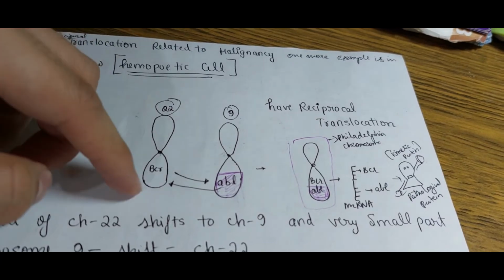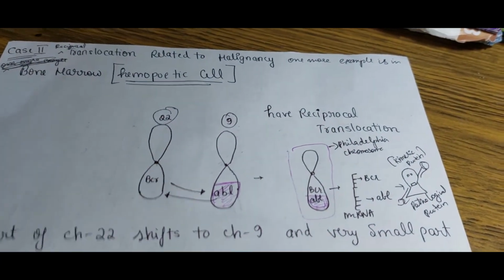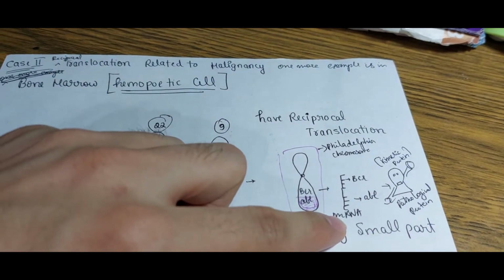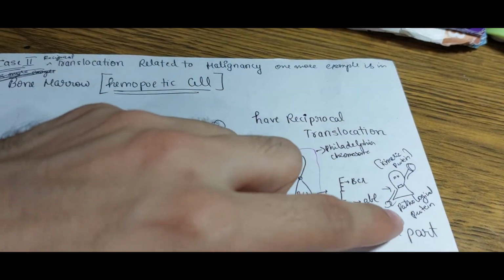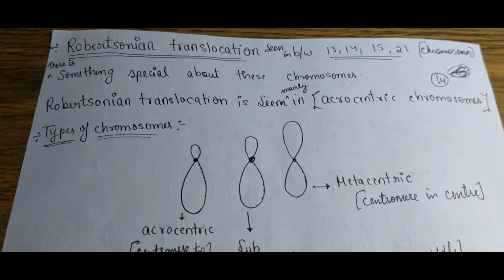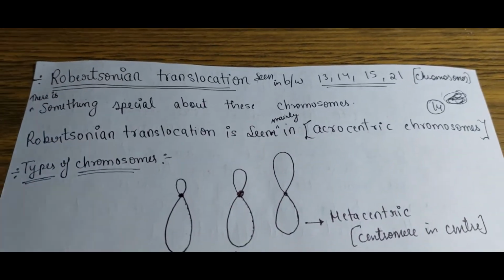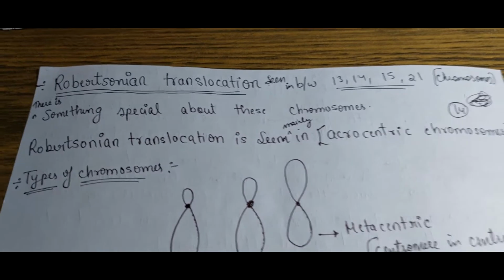So this was basically the Philadelphia chromosome, which is formed after the exchange of reciprocal translocation that led to the formation of abnormal mRNA, that led to the formation of a pathological protein called a chimeric protein that leads to mostly chronic myeloid leukemia. So now we have discussed simple translocation and reciprocal translocation. Now we are going to discuss another type of translocation, that is Robertsonian translocation.